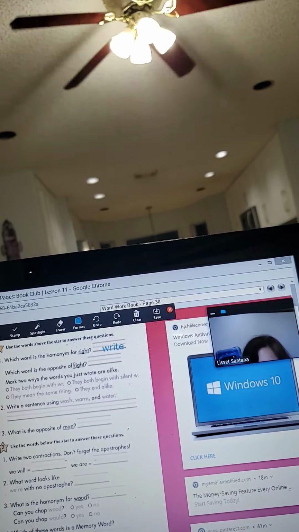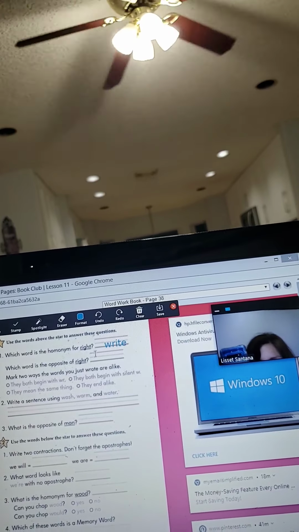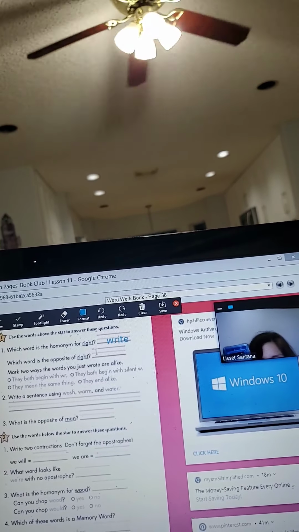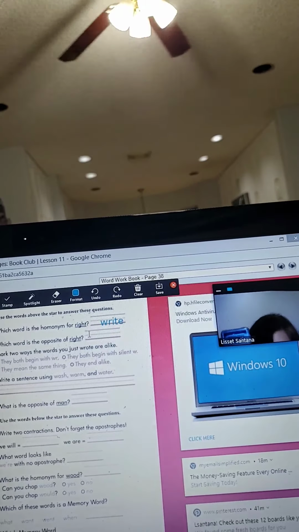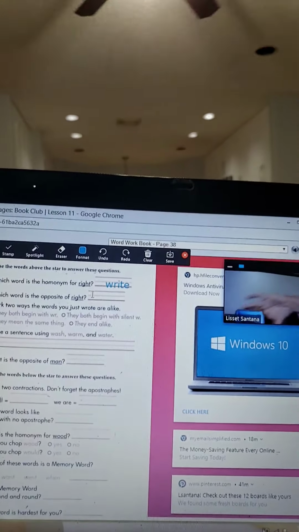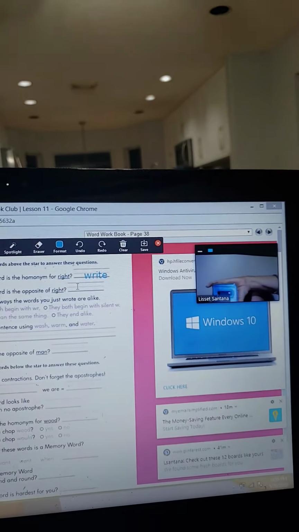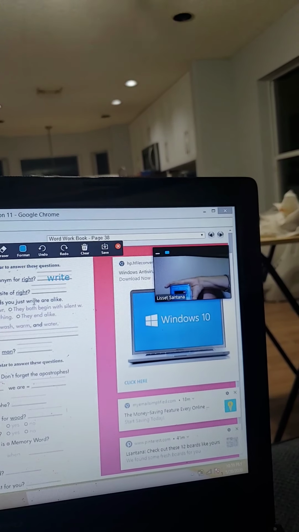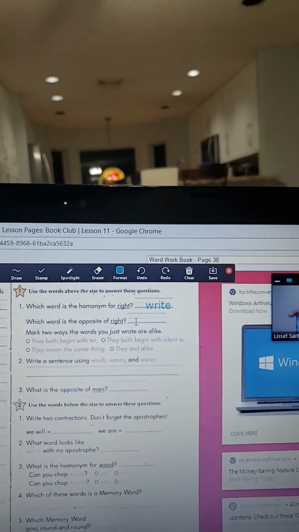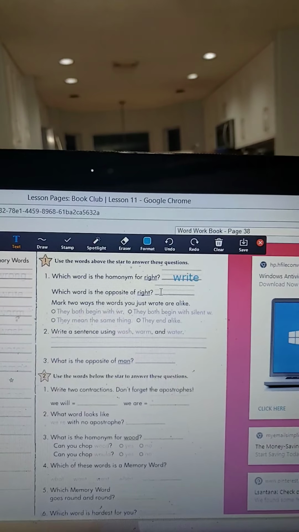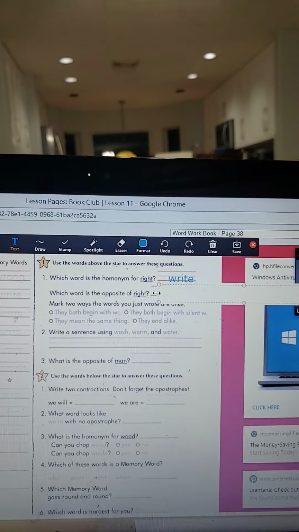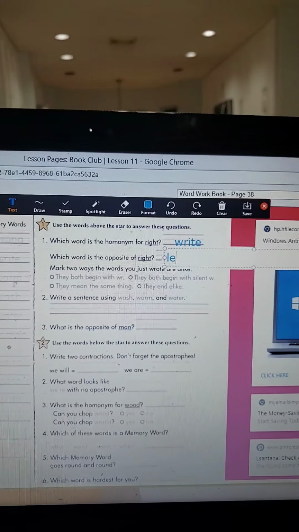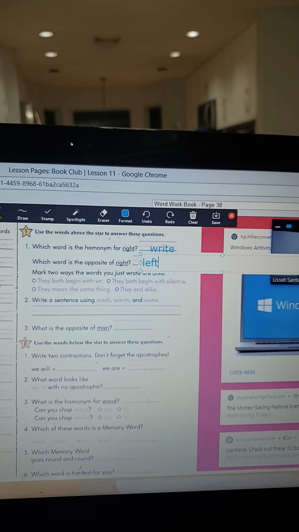What is the opposite of right? Of the direction right? The opposite of right is left. Right or left. So let's do the text box here. Let's write it here. The opposite of right then is left. Okay. Left. Okay.